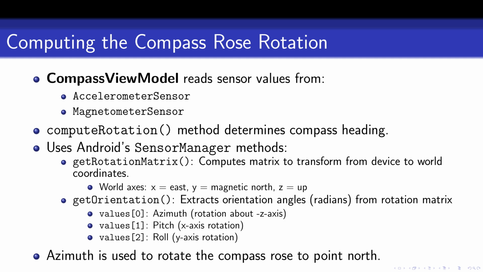sensorManager.getRotationMatrix method. This method computes a 3x3 matrix that transforms coordinates from the phone's internal reference frame to the world's geographic coordinate system, where the x-axis points east, the y-axis points to magnetic north, and the z-axis points upward toward the sky. Once we have this matrix, we call getOrientation to extract three key angles: azimuth, pitch, and roll.